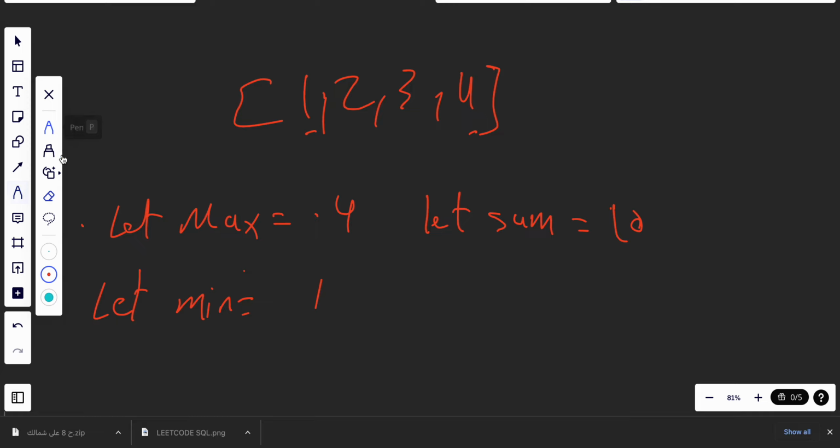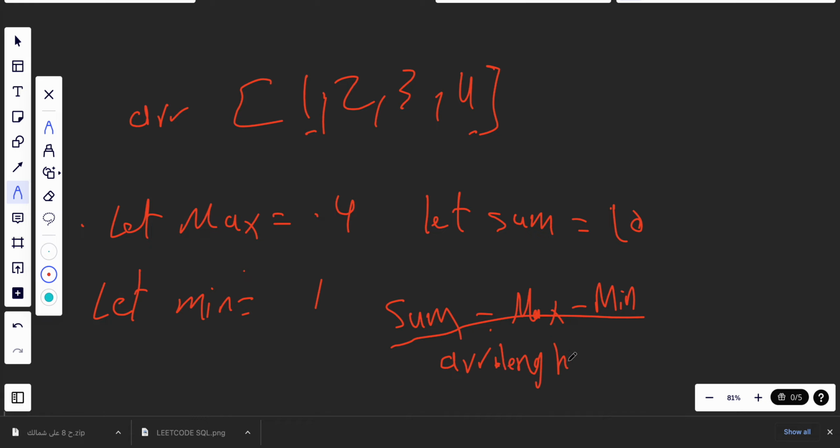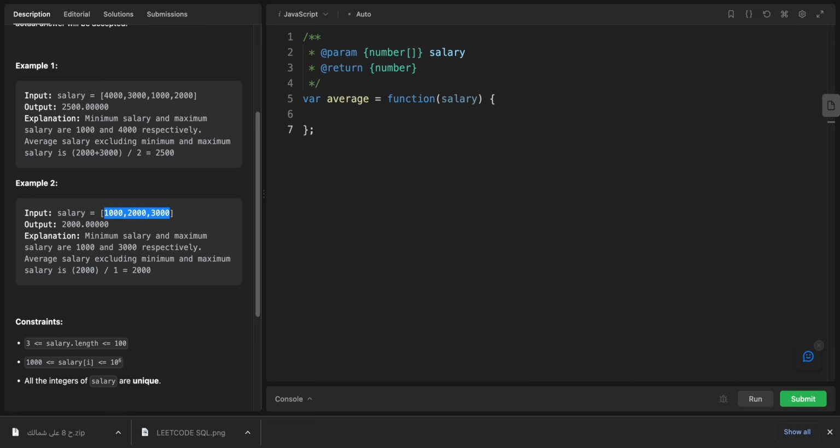To get the value, what I'm going to do is take the sum, subtract max and subtract min, and it will be divided by the array dot length minus 2. By this way we got our value. So let's start on the code.